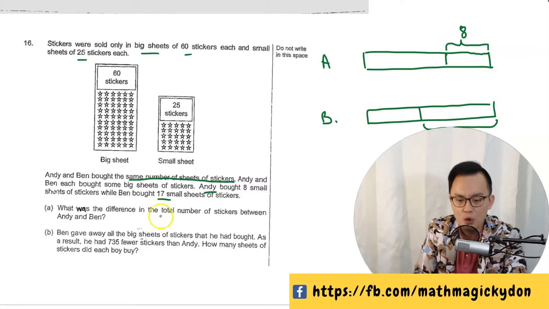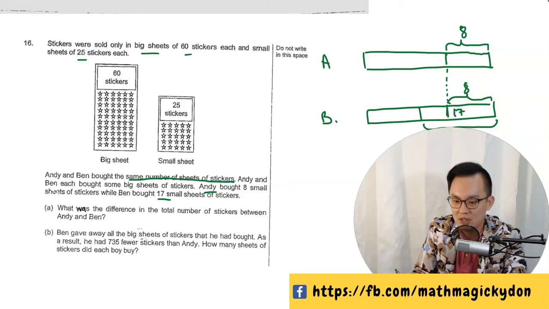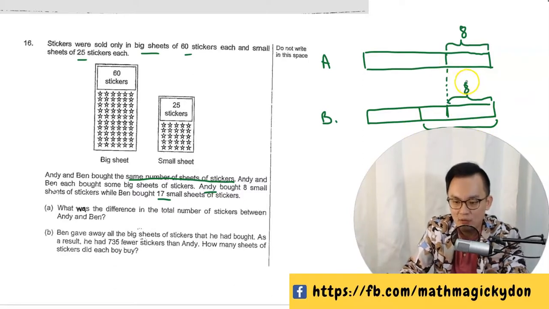What was the difference in the total number of stickers between Andy and Ben? Okay, so straight away I have 8. What I want to do is reflect it downwards. So I draw a line here, reflect it downwards, and then I label on the top. This is 8. Okay, so now you know what I mean. If I drew 17 inside here just now, then I would be confused because I don't know where my 17 is, and I need to know my 17 is actually this whole part. So let's remove my 17, and I have my 8 over here.